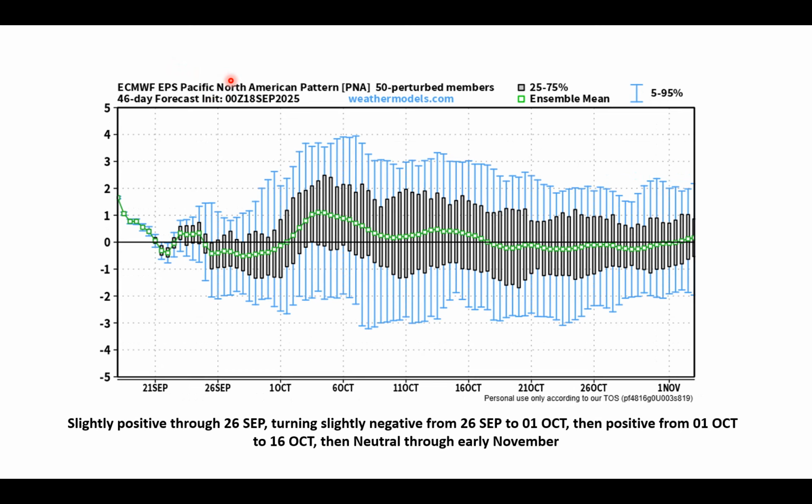European EPS PNA 50-member, 46-day forecast out through early November. Notice a slightly positive PNA through the 26th of September, generally. And then you see a slightly negative PNA from 26 September to 1 October. And then you go back more strongly positive here. See how this green line comes up pretty good into the positive values in early October. So basically positive from 1 October to 16 October, and then it goes back towards neutral through early November.